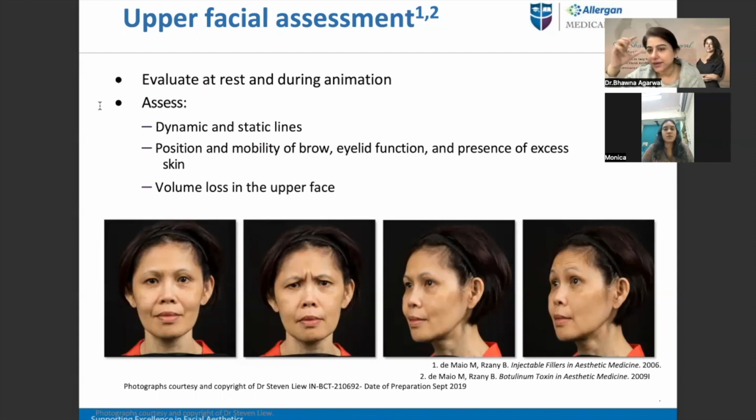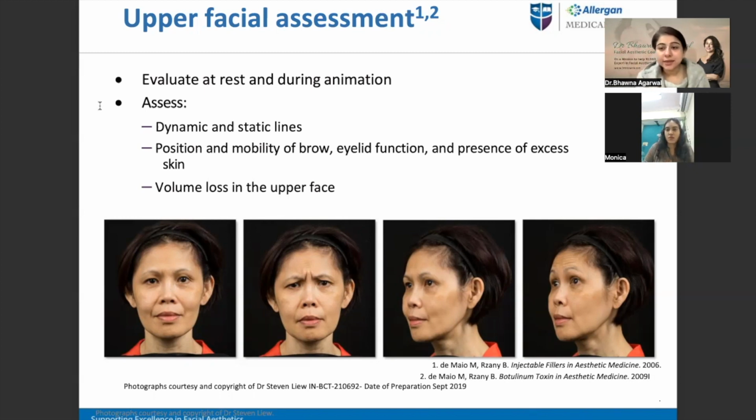So first, at rest, you will take a front view, profile view, and oblique view, oblique right and oblique left, right? Then in action, making the action, raising the eyebrows, making a frown, and closing the eyes forcefully for crow's feet. So these are the three things that you ask them to do before injecting Botox. And all these pictures are taken before and after.